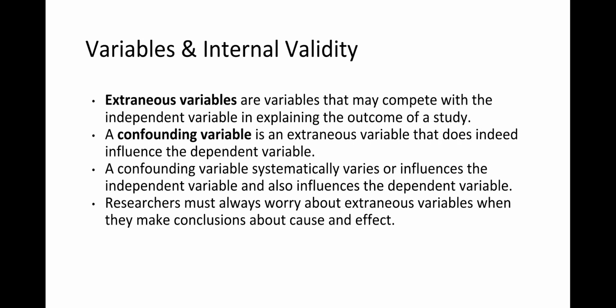Again, extraneous variables are independent variables different from my independent variable, potential independent variables, and confounding variables are a subset of extraneous variables that indeed influence my dependent variable. The purpose of experimental research is to try to control for those confounding variables, to eliminate effects from confounding variables. What is another name for the confounding variable? Spurious variable. I mean, extraneous variables are also sometimes called spurious variables.